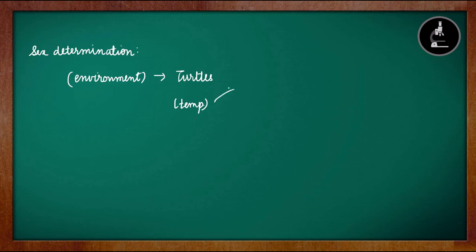If the temperature at which the fertilized eggs are kept is cold, so at cooler temperatures, the egg which will hatch out will give rise to an individual that is male. Whereas, if the fertilized eggs are kept in warmer conditions, then the female will be hatched out. So here the temperature at which the fertilized eggs are kept will determine the sex of the turtle offspring. So this is how environment plays an important role in sex determination. So this is one of the examples for environmental sex determination.